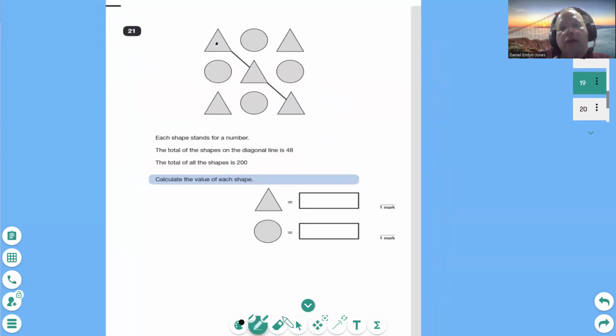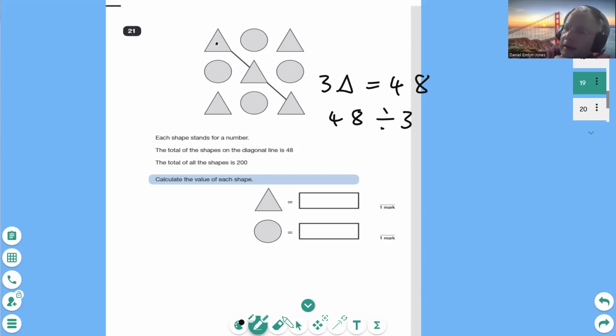Okay, so the diagonal has 3 triangles. So 3 triangles is 48, isn't it? So we divide 48 by 3, which is 1 triangle, which is 16. You see that? Good.